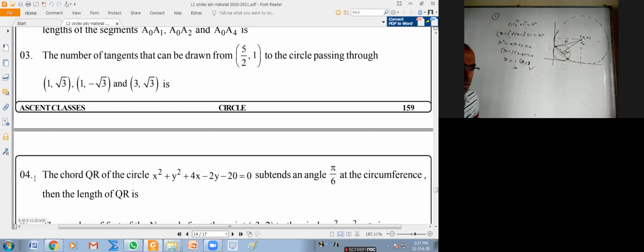Let us do the third question now. Okay, this is also very simple. The number of tangents that can be drawn from a particular point to the circle passing through these three points. You have to just decide whether the point is inside or on or outside.